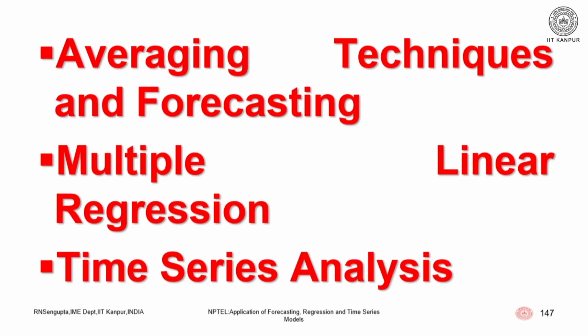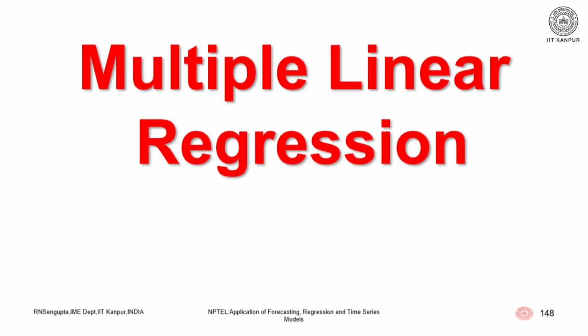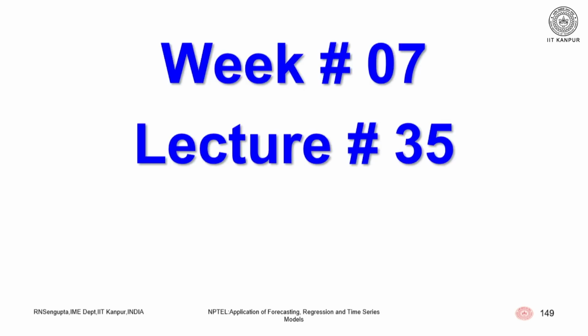So, as you know, there are three main topics. Number one is forecasting, number two is regression, number three is time series. And we are covering the concept of regression models. This is week 7 and lecture number 35. So that means with this we will end the 7th week for this 12-week course, the total duration being 30 hours, which means 60 lectures.